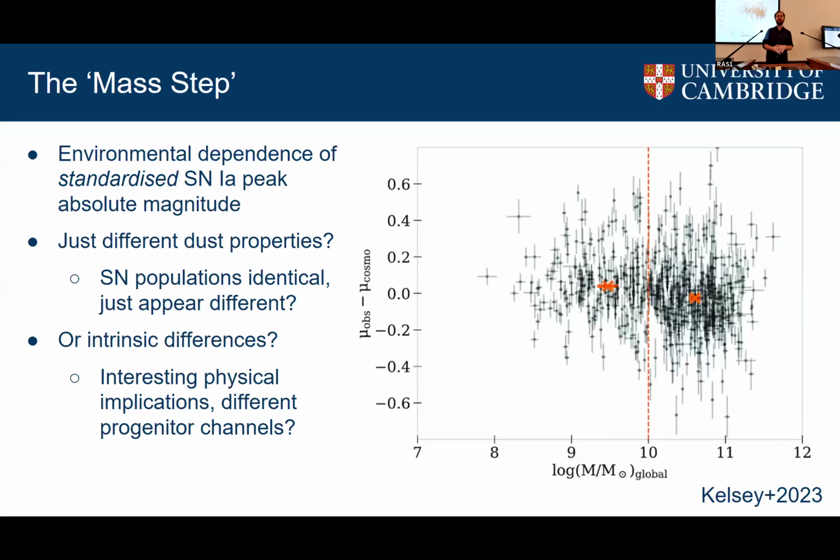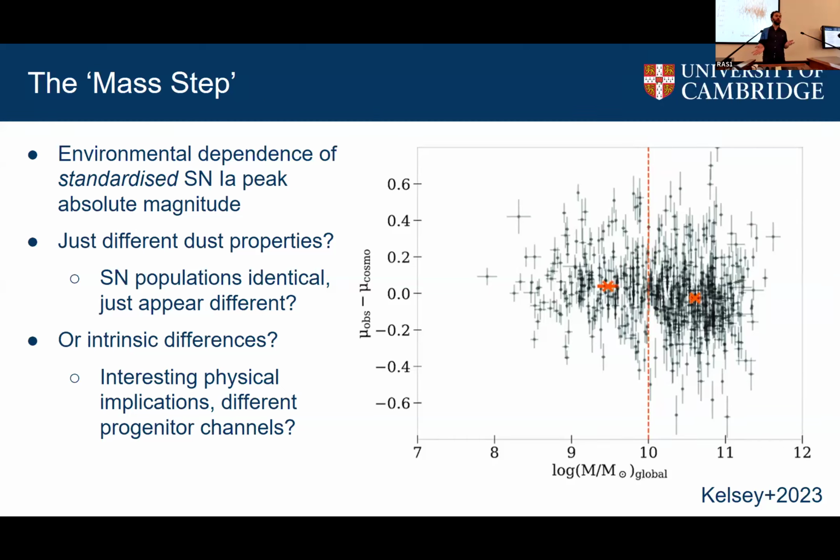So this work has really been significantly motivated by the mass step. This is a pretty well-established phenomenon at this point. After we apply our standard stretch and color corrections for Type Ia supernovae, we find that their standardized peak absolute magnitudes show an environmental dependence. Specifically, those in high mass galaxies are slightly brighter than those in low mass galaxies.